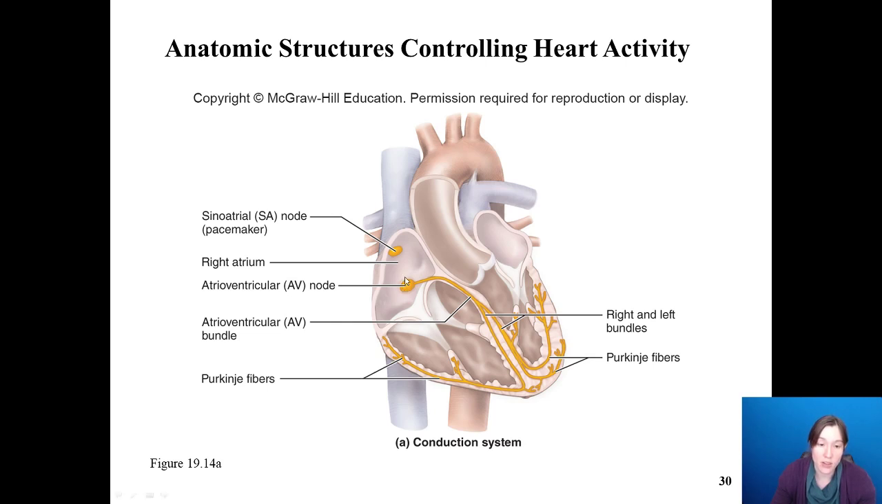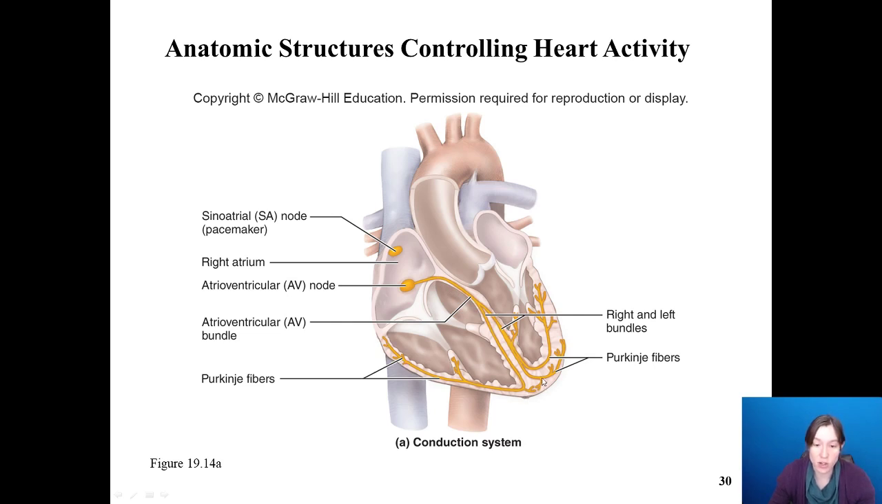After we move to the AV node, the impulse is going to take a pause there, right? The atria are going to contract first. Then we have this nice insulation, the fibrous skeleton of the heart. And the AV node is going to conduct that electrical activity down through the AV bundle, or the atrioventricular bundle, into the right and left bundle branches. And then finally, into the Purkinje fibers.